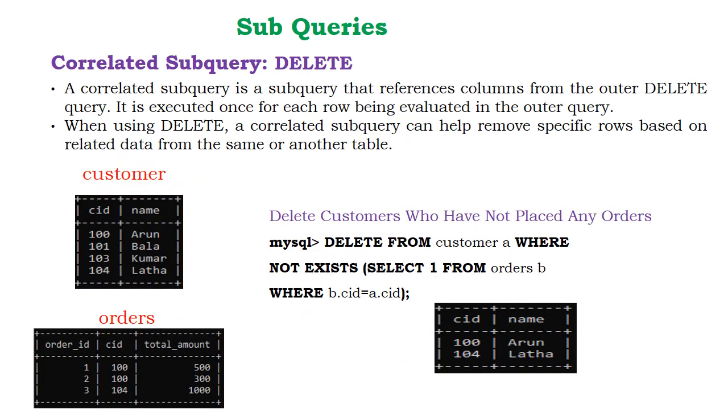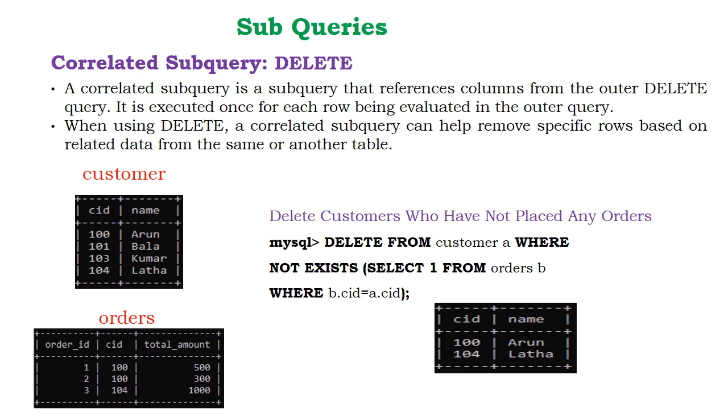Next, correlated subquery with delete. A correlated subquery is a subquery that references a column from the outer delete query. It is executed once for each row being evaluated in the outer query. Just consider two tables, customer and order. The question is: delete customers who have not placed any order. Then write the query here: delete from customer where not exists. Within the parenthesis, write the subquery: select 1 from order B where B dot customer ID equal A dot customer ID.